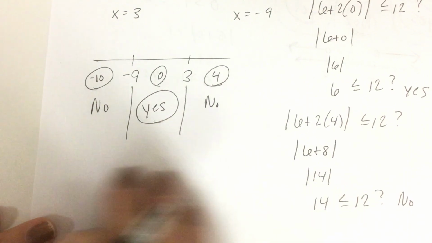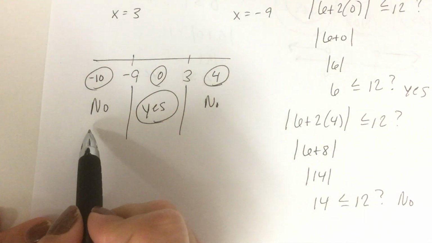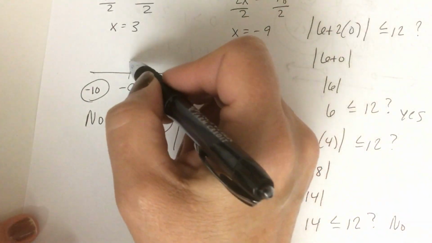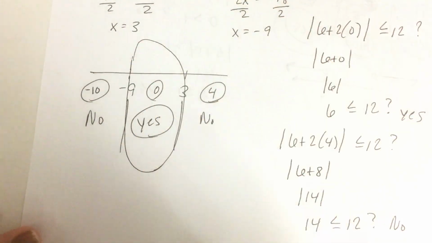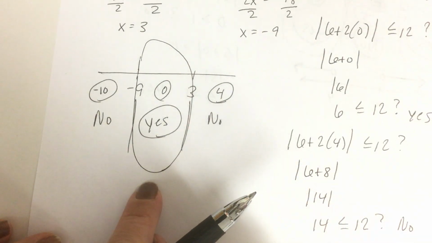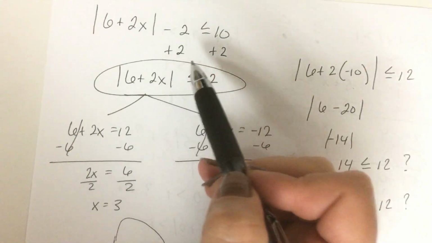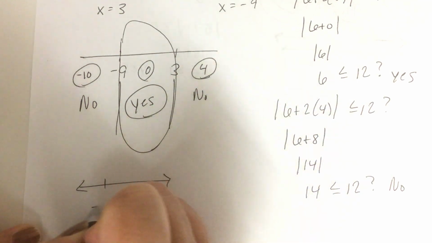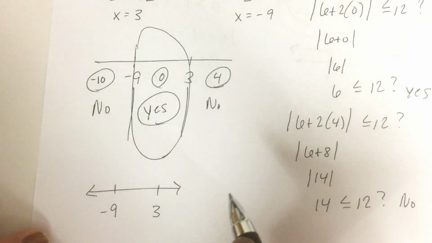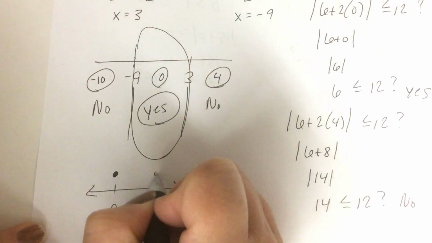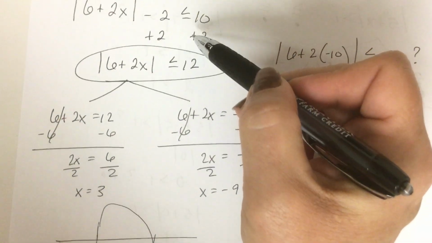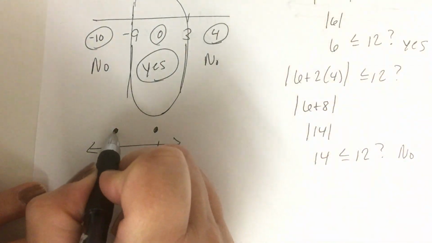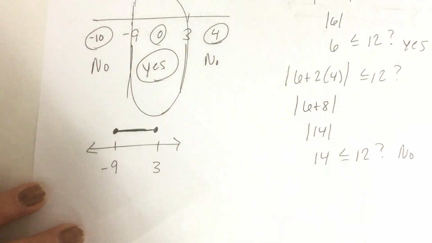So you come back over to your sections. When I plugged in negative 10, it didn't work. When I plugged in 0, it did work. When I plugged in 4, it did not work. So this is my section of numbers that answers my question. These are the numbers that if I plug into my original problem, it will be true, it will work. So my answer is going to be negative 9 to 3, and I want closed dots because it's less than or equal to. I have an equal to there, so it means it's going to be a closed dot. And I want the numbers in between there, so I'm going to shade my line in between there.